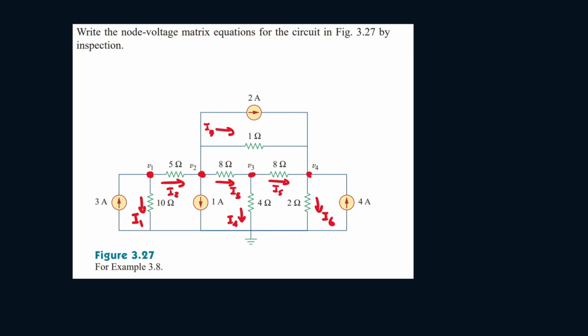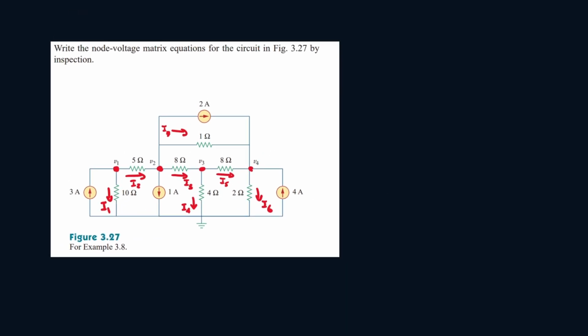So let's start by writing some of the equations down. So V1, for the equation for V1, for node 1, we see 3 amps enters the node, and this will be equal to anything that leaves the node, so it'll be I1 plus I2.